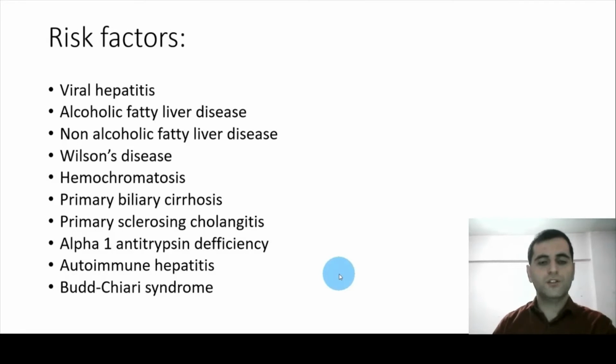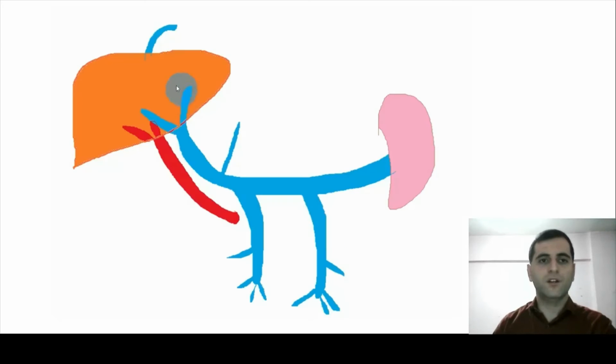Budd-Chiari syndrome is characterized by obstruction of the hepatic vein. So when there is obstruction, the backflow of blood occurs and the liver also gets affected. It may cause cirrhosis and also portal hypertension.